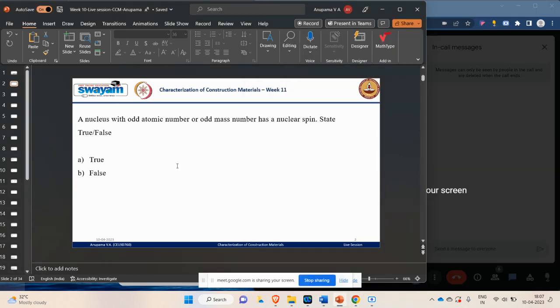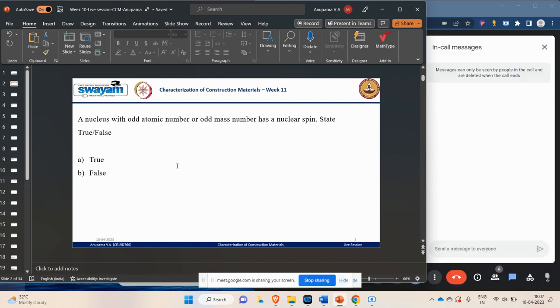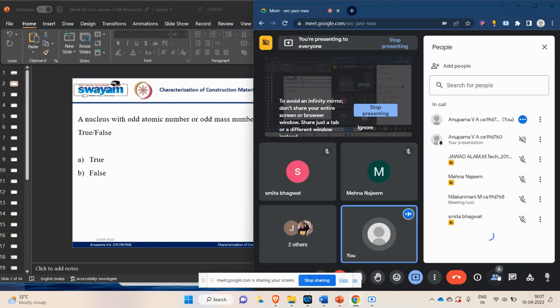I hope the screen is visible now. So the question which I was asking was: a nucleus with an odd atomic number or odd mass number has a nuclear spin. State true or false. Okay. What about others? There are two responses that it is true.